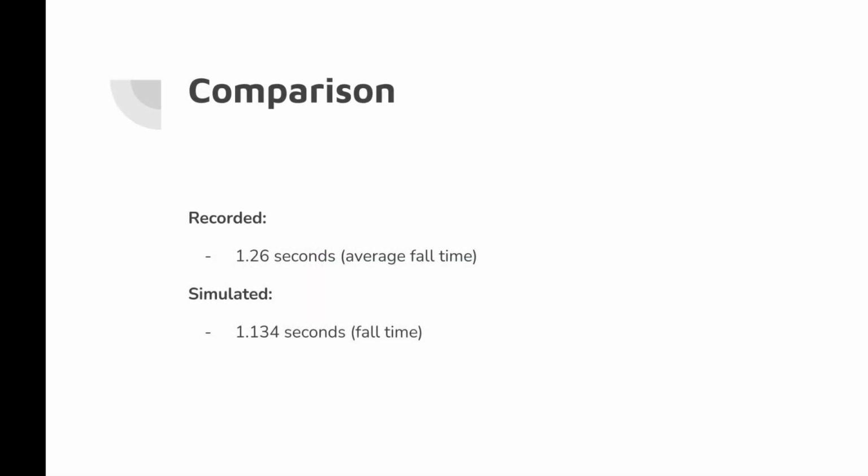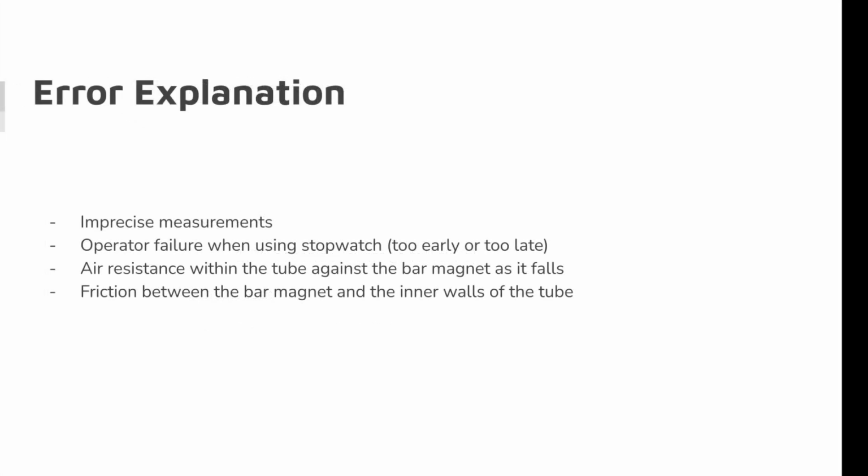Comparison. So our actual recorded data, as I've already said, the average fall time was 1.26 seconds. However, in our simulation, we found it to be 1.134 seconds, and we hypothesized that this is a combination of several factors at play, including imprecise measurements, operator failure when using the stopwatch, so either hitting the stop button too early or too late. Air resistance within the tube is always going to be a factor, and also friction between the bar magnet and the inner walls of the tube. That's what we think was the biggest one here at play.